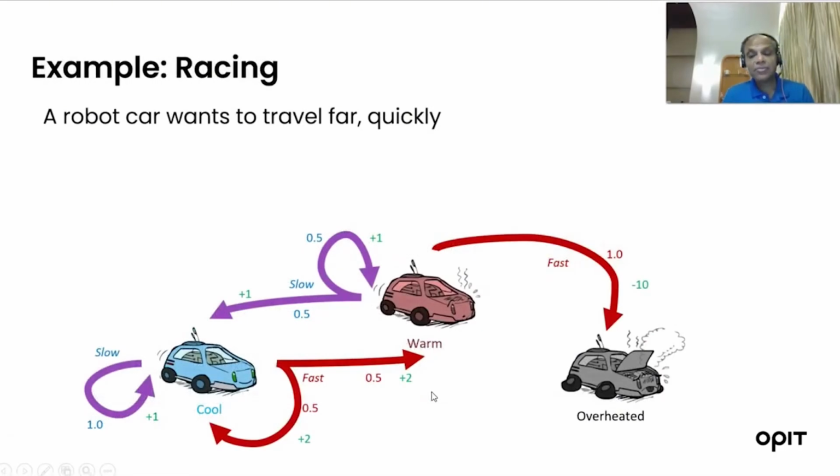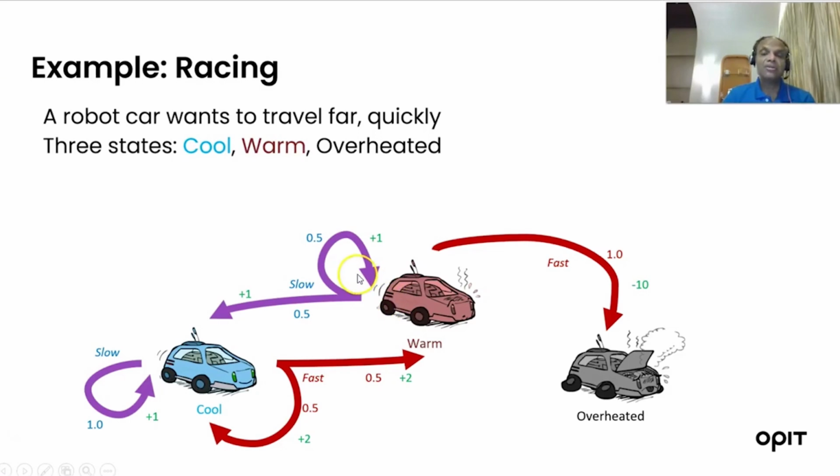Let's look at another example besides our grid world navigation, and this is a car racing example. The problem specifies that a car has to go from a start state to a goal state while racing by itself. Maybe its objective is to get there in the quickest possible time. The car can be in 3 states: cool, shown by blue; warm, shown by red; and overheated, shown by gray. If it's overheated, then it has broken down and cannot work anymore. The car has 2 actions, going slow and going fast.